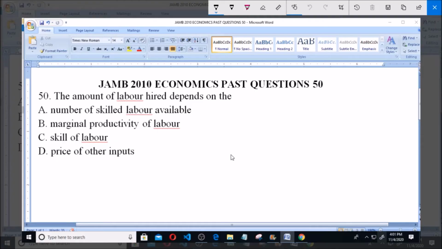The JAMB 2010 Economics past question 50 says the amount of labor hired depends on: option A, number of skilled labor available; option B, marginal productivity of labor; option C, skill of labor; option D, price of other inputs.